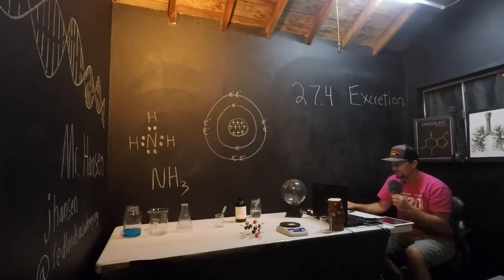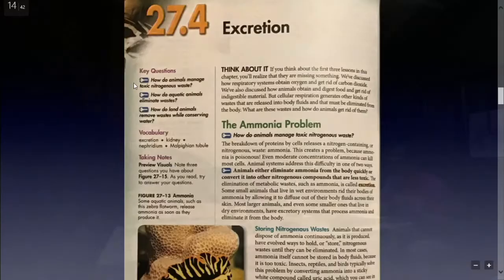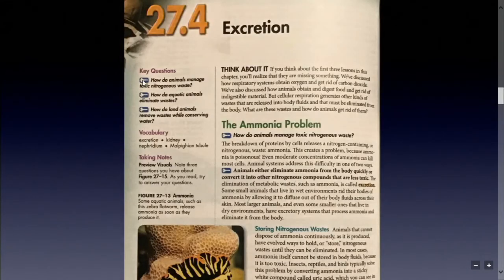And so let's look at, again, the lecture here. So we're in 27.4, excretion. How do we manage toxic nitrogenous waste is one of the questions. How do aquatic animals do it, and how do land animals do that, while also conserving water? You'll see how water plays a key role in all this.